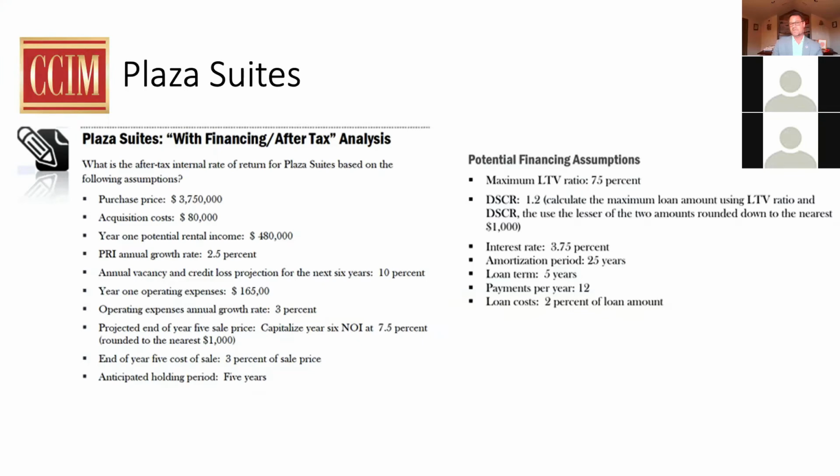But we'll cap the NOI at 7.5% to determine the sales price we'll sell this for at the end of year 5. And our cost to sell at the end is going to be 3%. Over here on the other side is our financing: 75% LTV, 3.75% interest rate, 25-year amortization and 5-year balloon on that note. Loan cost 2% of the loan amount.